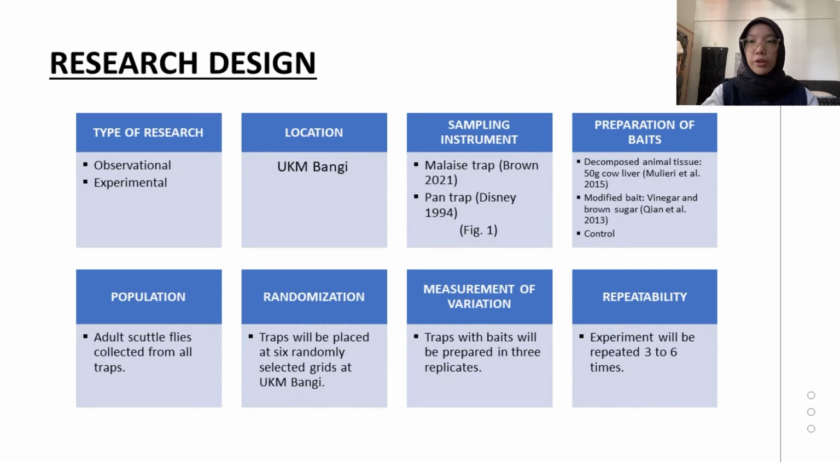For measurement of variation, the traps will be prepared in 3 replicates. The whole procedure will be repeated minimum 3 to maximum 6 times.